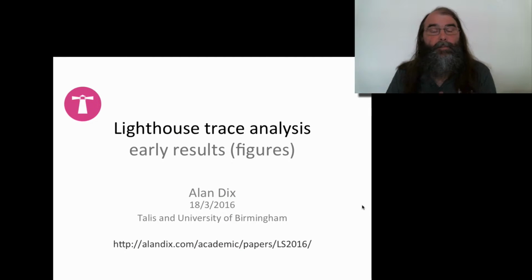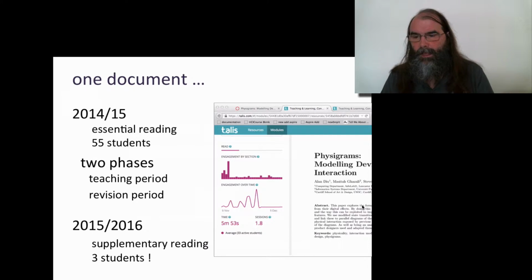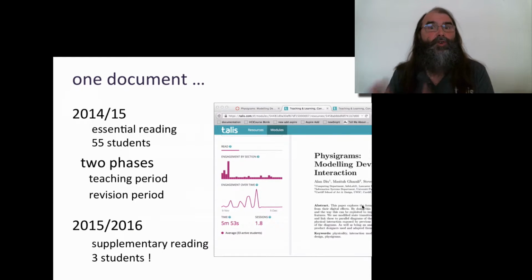I'm going to step through now some very preliminary results looking at traces from the Lighthouse pilots. This is a course that I ran at Birmingham and some of the data from that. But I'm going to stress again, this is very, very preliminary results. It's the first time really I've looked at this level of data. So it's one course, but I'm just going to look at one document that was used during a particular course.